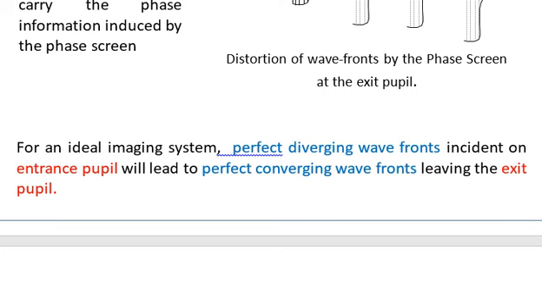For an ideal imaging system, perfect diverging wavefronts incident on the entrance pupil will lead to perfect converging wavefronts leaving the exit pupil. So you see that we have given here the definition in terms of the illumination at the pupil plane and the illumination leaving the pupil plane. That is, if a perfect diverging spherical wave is incident on the entrance pupil, that will lead to perfect converging wavefronts leaving the exit pupil.